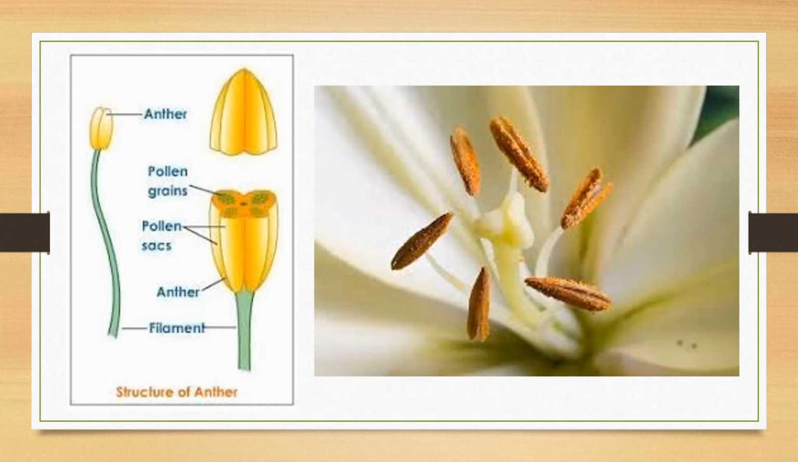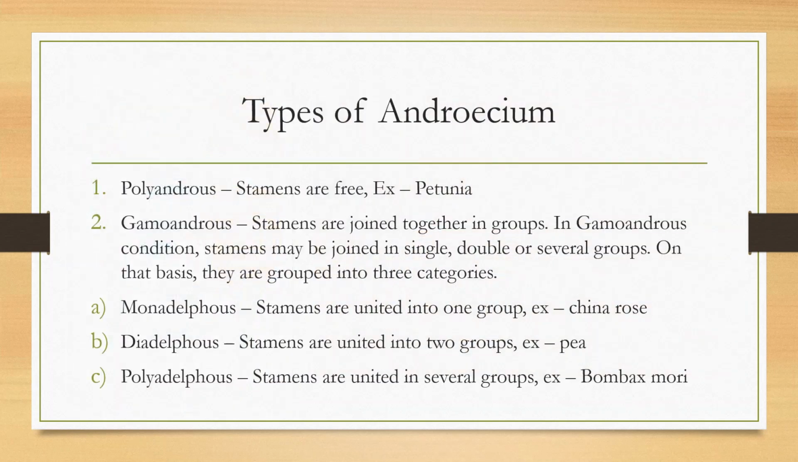Then we go to the structure of gynoecium. But before going to gynoecium, we will discuss the types of androecium. Androeciums are of different types. First of all, we can divide them into two types, that is polyandrous and gamoandrous. As you know, poly means free, gamo means fused or united. Polyandrous condition of stamen means all the stamens are free. They are not connected, they are not grouped. All free stamens in a flower is called polyandrous condition.